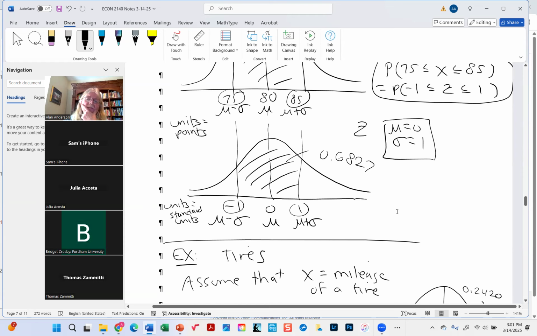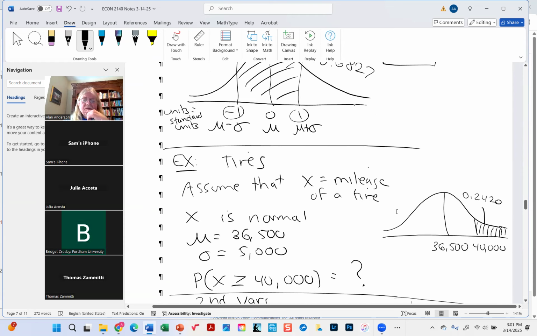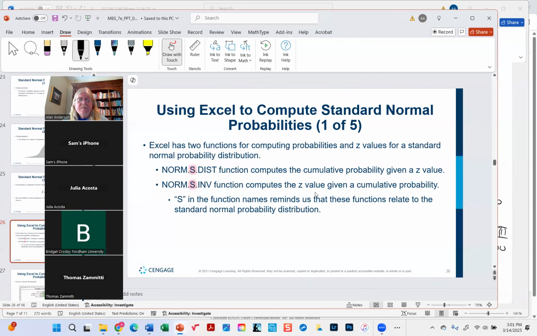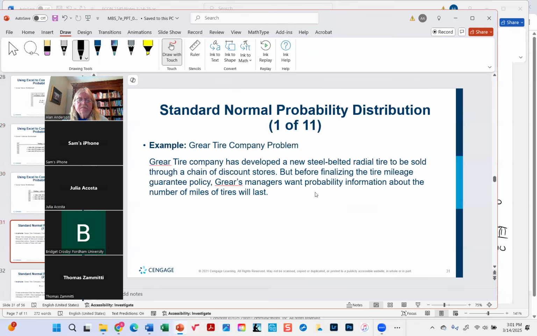Now, Excel will be very similar to what the calculator is doing, with some important differences. All right, now we're going to consider the slides have an example for us to work on. And here's how it works. The Greer Tire Company has these new steel belted radial tires, and they want to know the details about how long these tires will last. In other words, they need to have a probability distribution, they need to have a mean and a standard deviation.